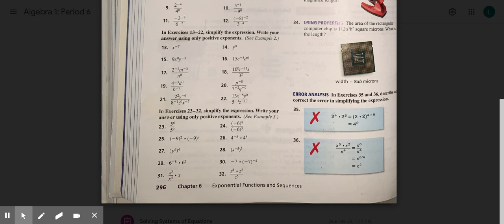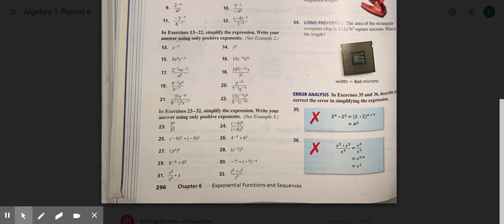So if we get started, you were assigned 13 through 28 all. Okay. So 13 through 22 says simplify the expression, write your answer using only positive exponents.